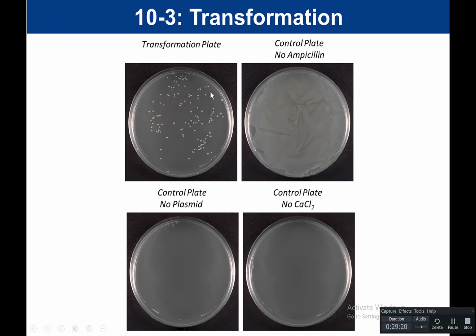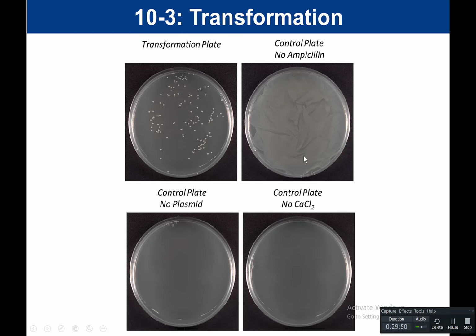Again, the experimental transformation plate should look like this. You should have isolated colonies because on this plate, we've treated it with calcium chloride. So we made the bacteria competent. We gave them the plasmid, so they have ampicillin resistance. And then we plate it on an LB ampicillin plate so that the only thing that grows is bacteria that took up our plasmid. And so we get isolated individual colonies.